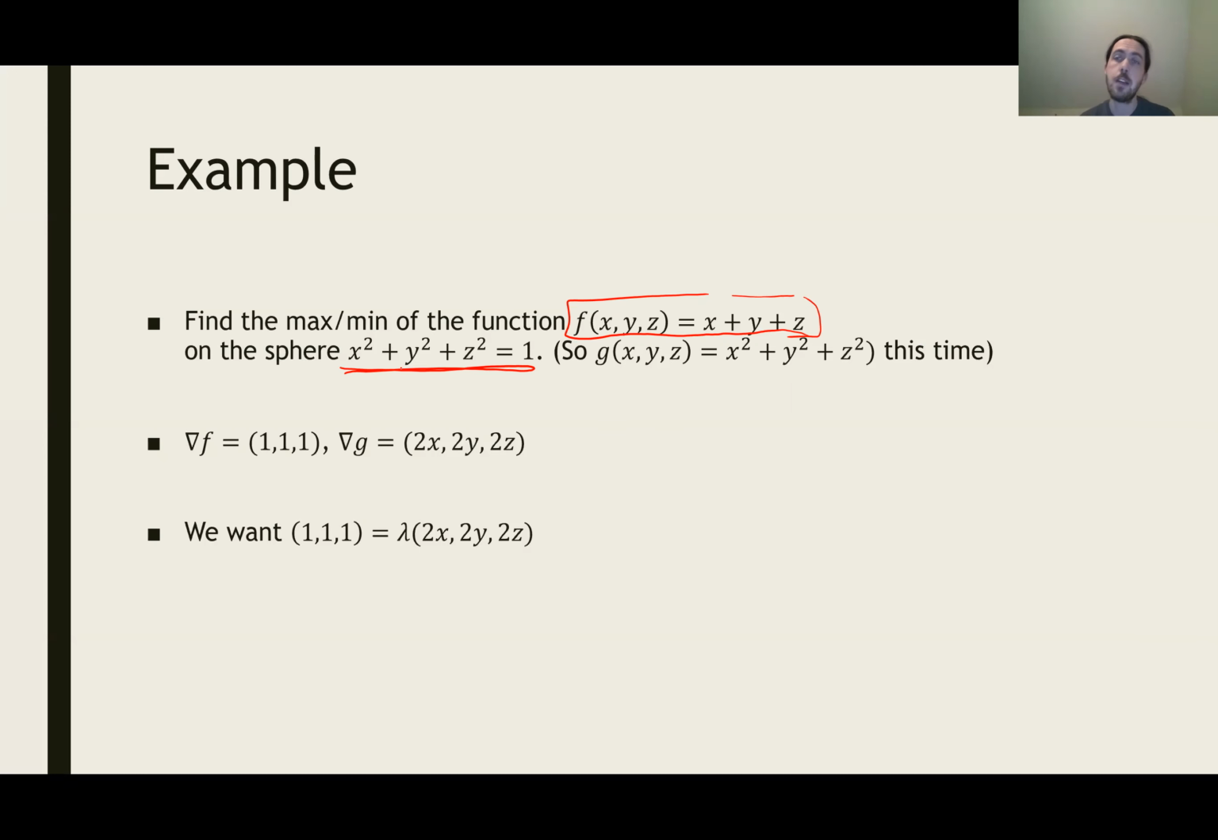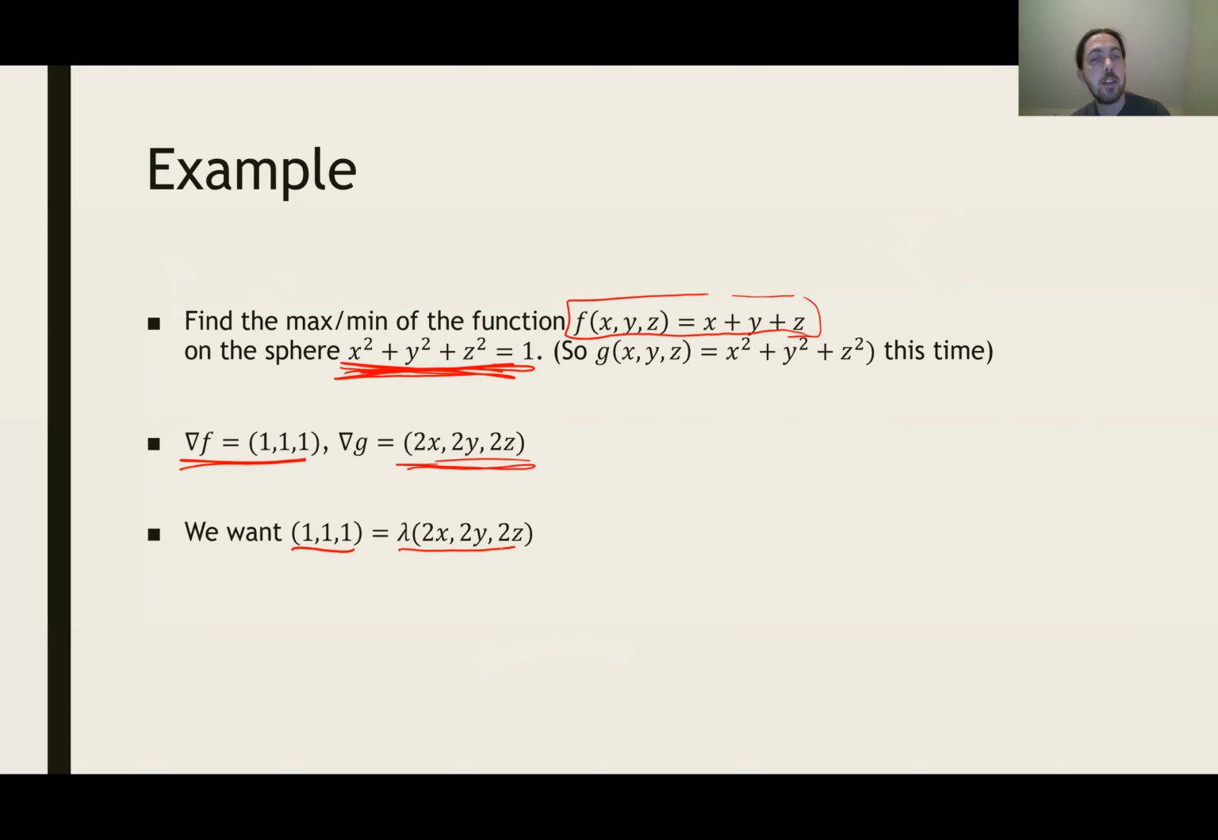So what we do instead is we use the method of Lagrange multipliers. We say, let's take the gradient of f. The gradient of our function f is pretty simple. It's just the vector 1, 1, 1 always. And we take the gradient of the function defining our level set. Our function defining our level set is x squared plus y squared plus z squared. So its gradient is 2x, 2y, 2z. We want those to be parallel. So we want 1, 1, 1 to be a multiple of 2x, 2y, 2z.